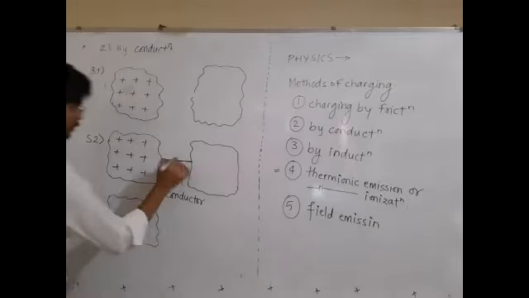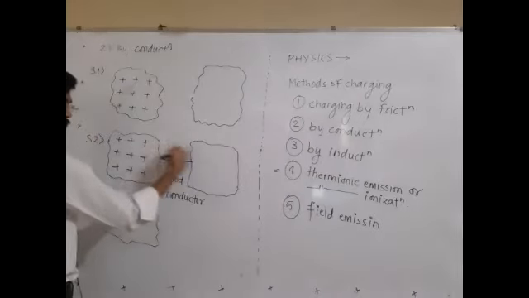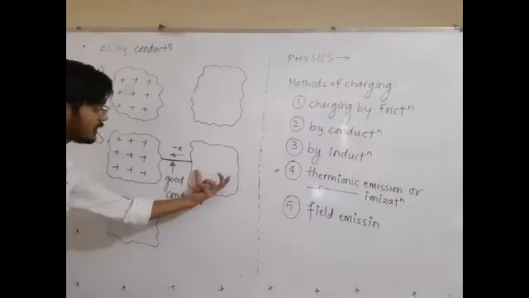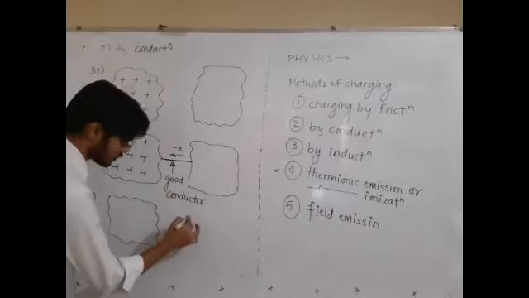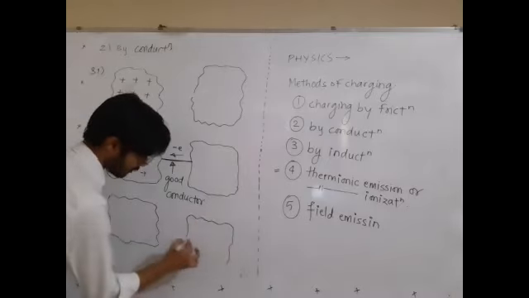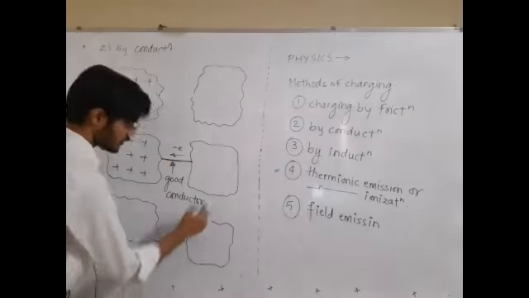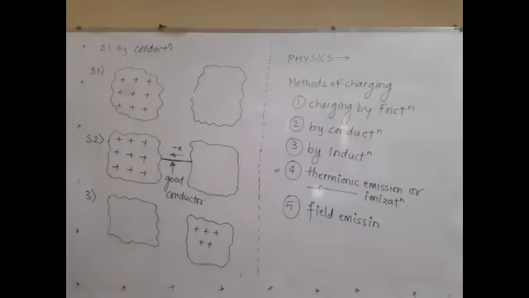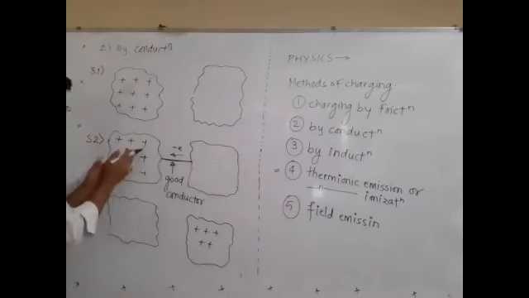After charge transfer, what will happen? Negative charge, minus e, electrons will be transferred from this body to this body. So this body has lost some of the electrons. Initially it was neutral, now it has lost some of the electrons. So now it has more protons in count than electrons, and that body will become positively charged.